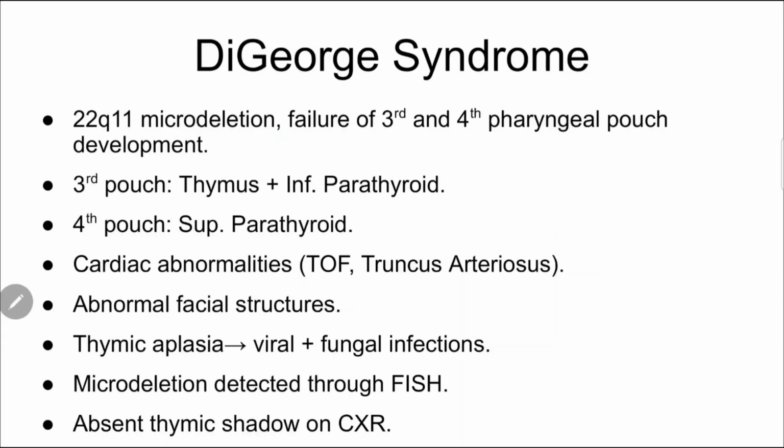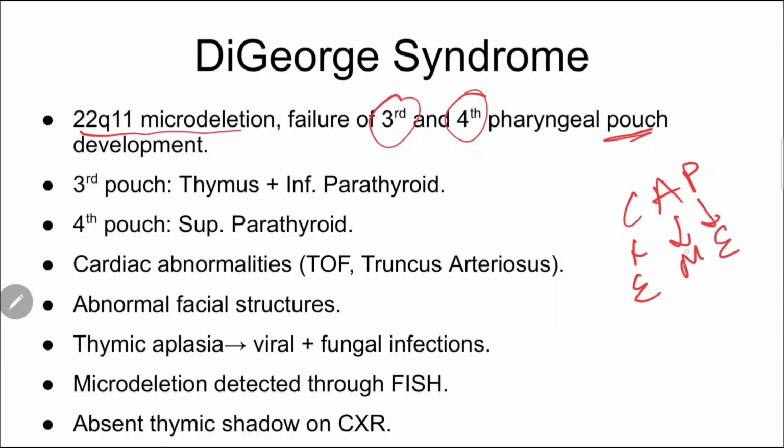All right, now for the T cell disorders. So first is DiGeorge syndrome. DiGeorge syndrome is a 22q11 microdeletion, right? And that leads to failure of development of the third and fourth pharyngeal pouches. So you know that there are clefts, arches, and pouches. Clefts are ectodermal, arches are mesodermal, and pouches are endodermal. So this is an endodermal development disorder.